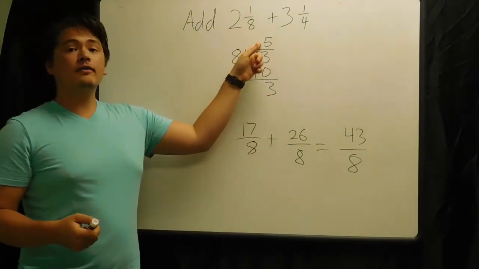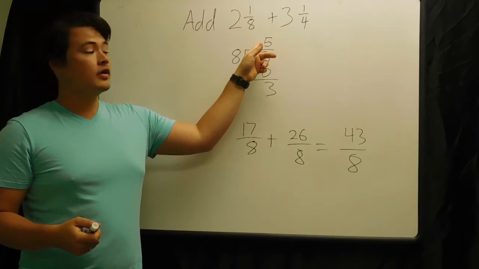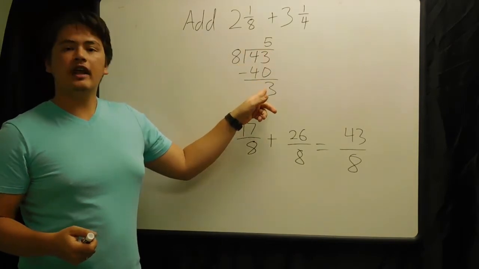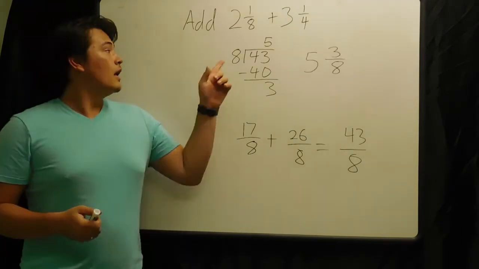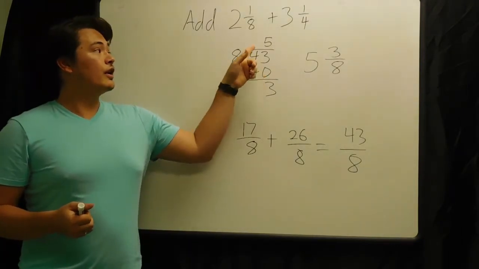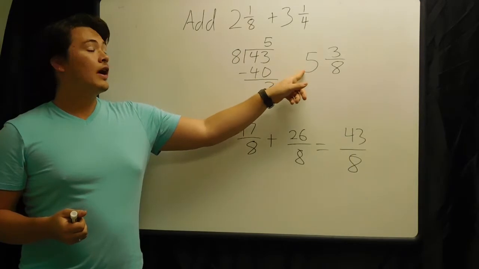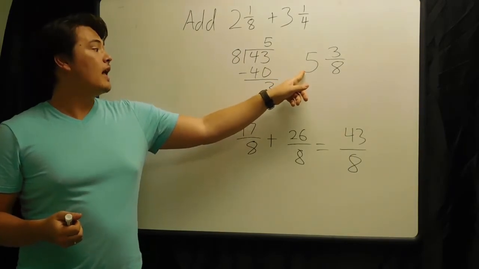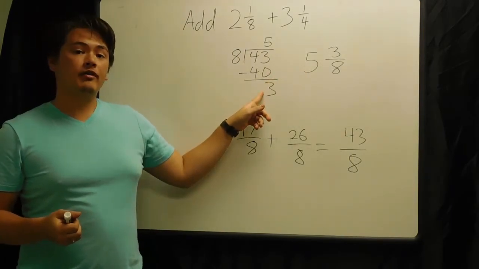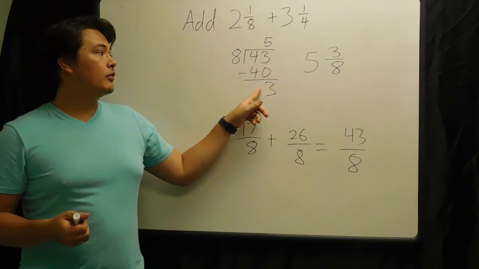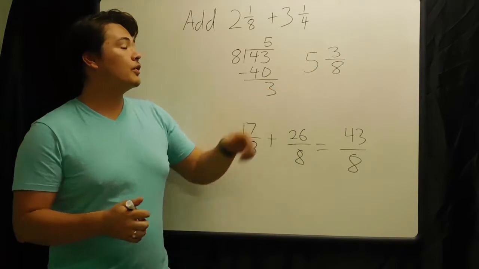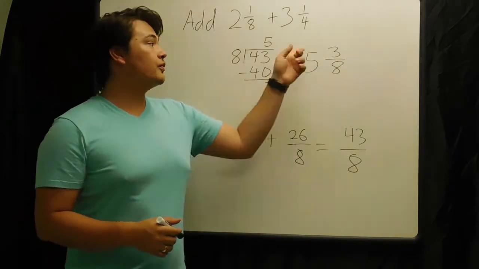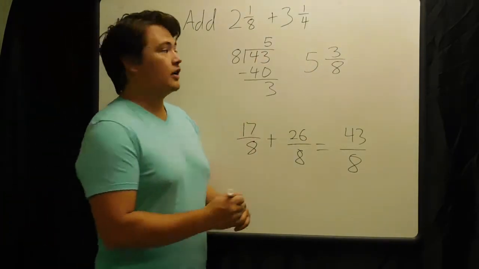So this 5 is going to be my whole number, and then I'm going to take the remainder and put it on top of the 8. 8 can go into 43 5 times, so 5 is my whole number, and I have a remainder of 3. So 3 is my remainder, and I'm going to put it on top of the 8. And this is going to be my final answer, which is 5 and 3 over 8.